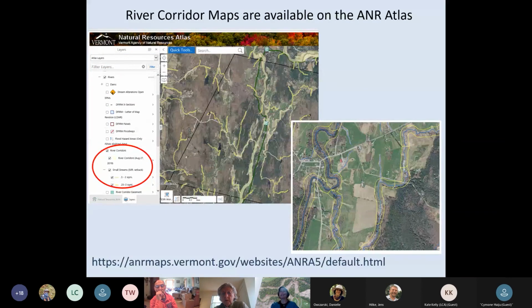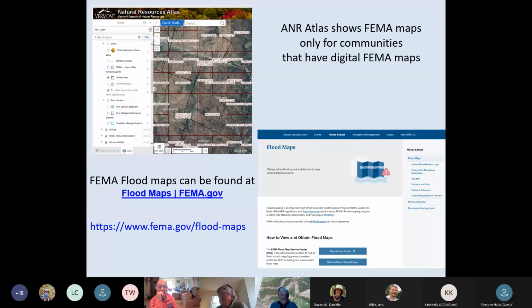Where can we find these maps? The river corridor maps are available on the Agency of Natural Resources Atlas. Where can you find the FEMA maps? In some parts of Vermont, the FEMA maps have been digitized and they are also available on the agency's ANR Atlas. But for other communities, they're still working with paper maps, and the maps are made available at the town office or the Regional Planning Commission, and we can also find them as PDFs on the FEMA flood map page.